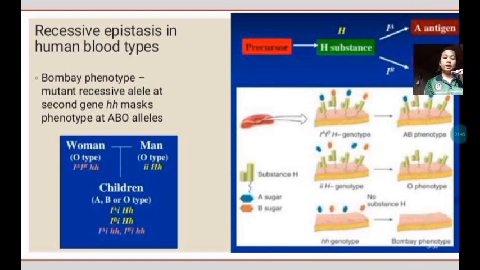So for letter A, the molecular basis of the Bombay phenotype. The Bombay phenotype is a mutant recessive allele at a second gene, hh, that masks the phenotype of the ABO alleles. How is this epistasis causing an unexpected inheritance pattern of ABO blood type?